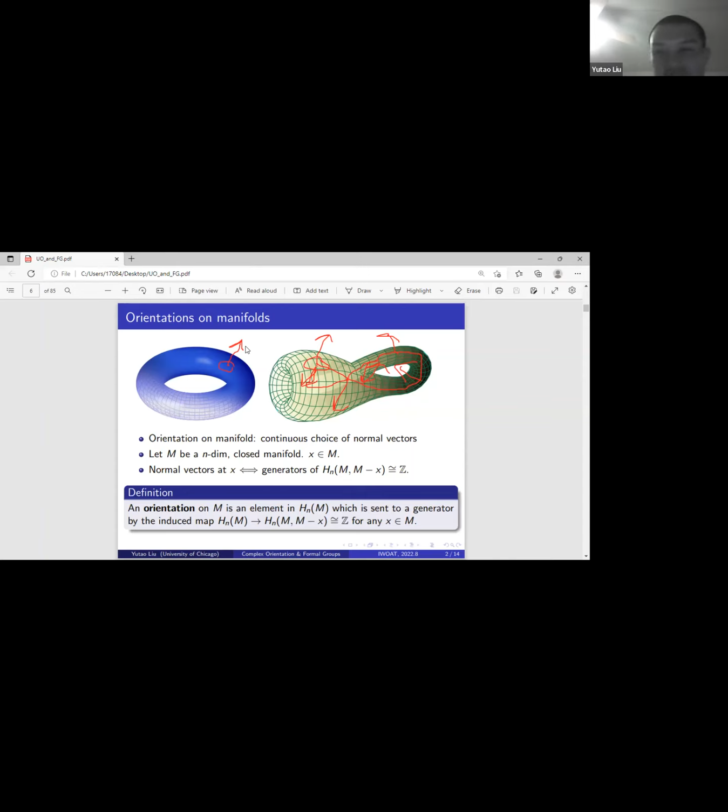You can do this easily for the torus because you know H2 of the torus is Z. However, you cannot do it for the Klein bottle because its H2 is 0. Some small computations on homology. So the same idea, in order to define a global orientation, basically you want a continuous choice of local orientations. Here is how we define it on the manifold. We can also do the same thing on the vector bundles.